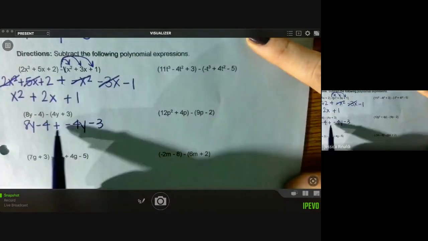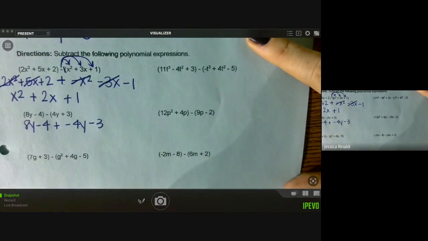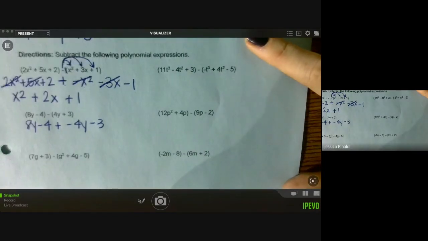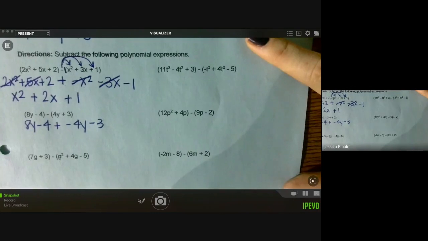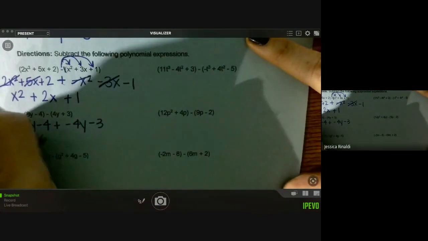Again, if you guys like writing the plus minus, that's fine. Okay, just don't get confused by that. All right, so Dalton, help me rewrite it. What am I going to combine? 8y, negative 4y, you're right. So 8 minus 4 is 4.